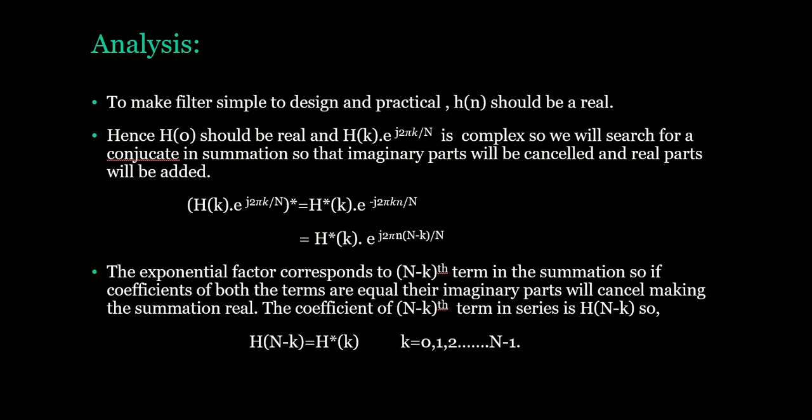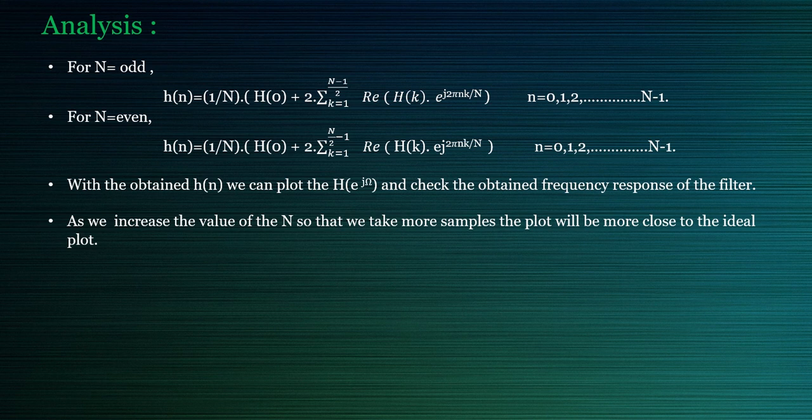Here, the exponential factor corresponds to the N minus k term in the summation. So, if the coefficients of both the terms are equal, their imaginary parts will be cancelled, making the summation real. So, here H of N minus k should be equal to H star of k for k equal to 0 to N minus 1. By the analysis, after simplification, we get these equations for capital N equal to odd and capital N equal to even.